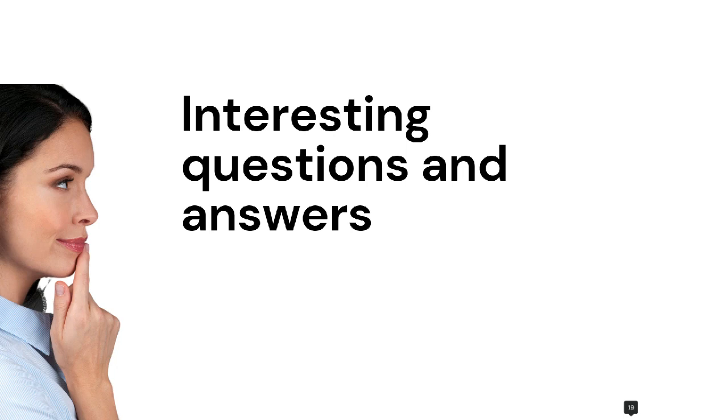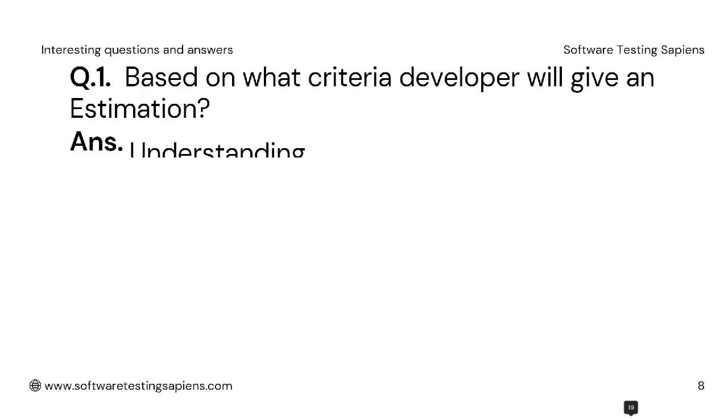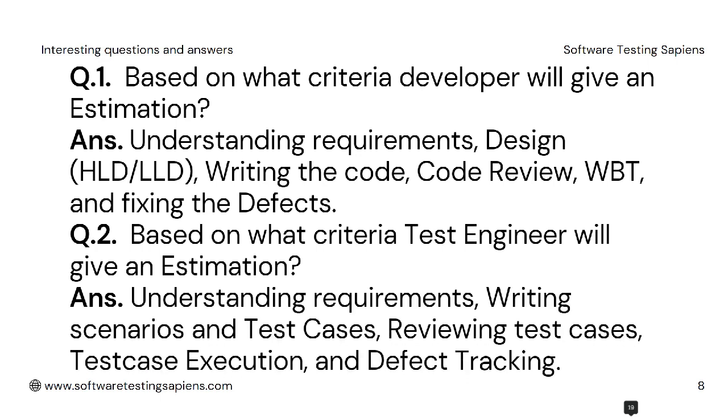Let's see the interesting questions and answers on Agile. So first question is, based on what criteria will a developer give an estimation? The answer is understanding the requirements, designing the high level design, low level design, writing the code, code review, white box testing and fixing the defects. Second question is, based on what criteria will a test engineer give an estimation? Understanding the requirements, writing test scenarios and test cases, reviewing test cases, execution and defect tracking.